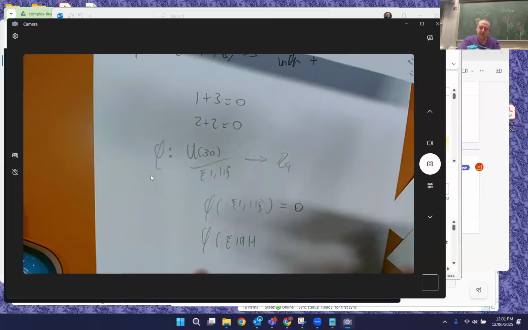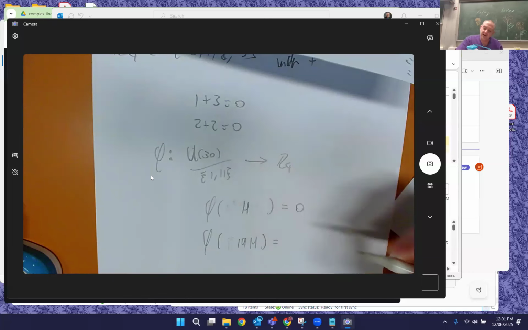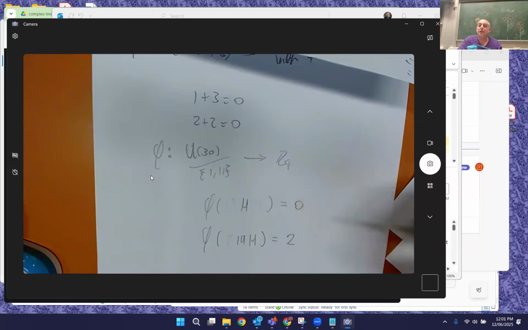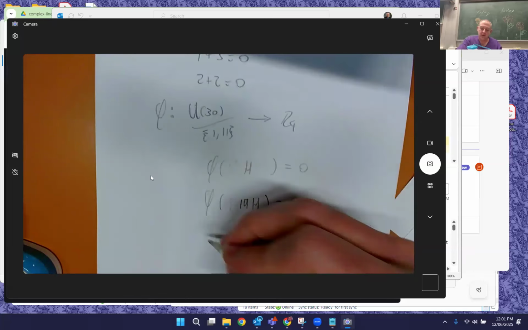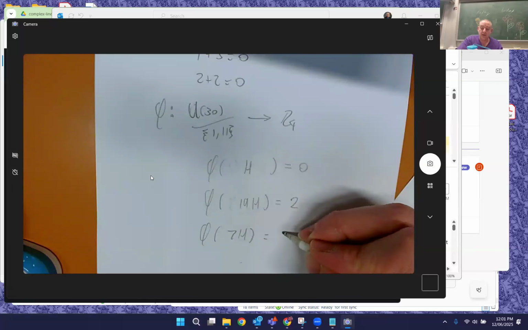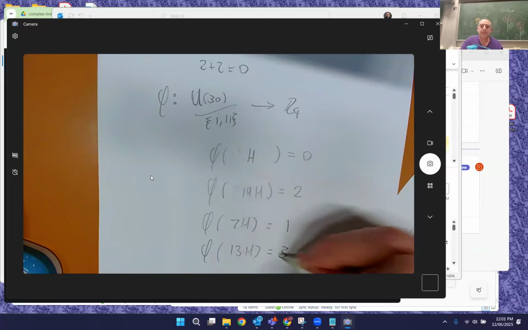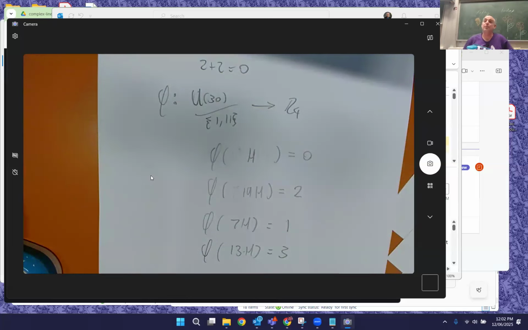19H. Sorry, I should just call it H. Phi of H is 0. Phi of 19H is 2, because that's the one that was its own inverse. And these ones could be whichever way around we like. So I could call this one 3, 1, and this one 3. And that would be a perfectly good isomorphism.